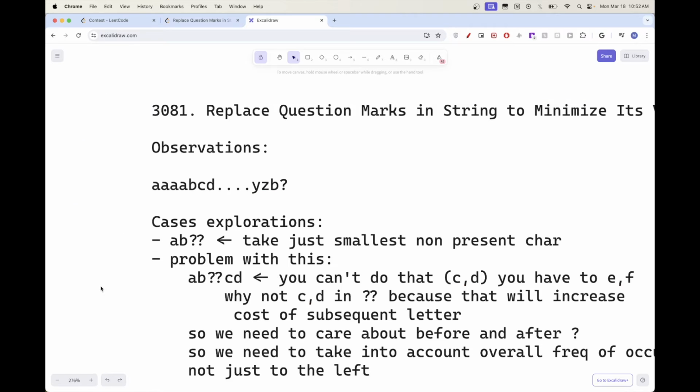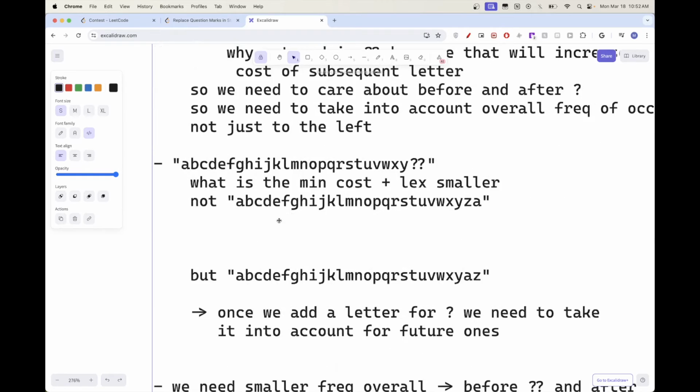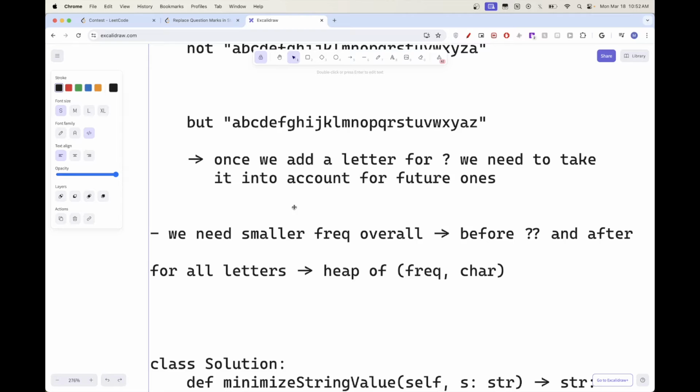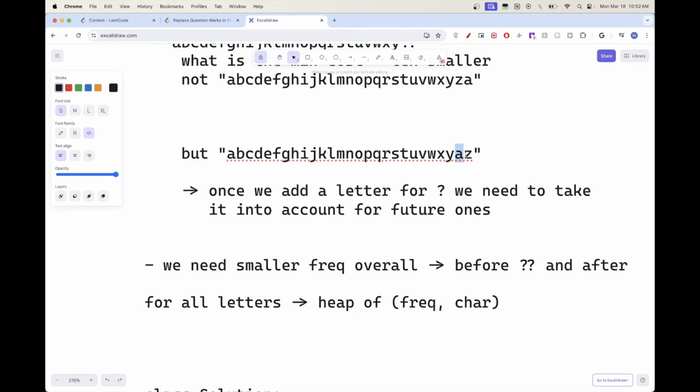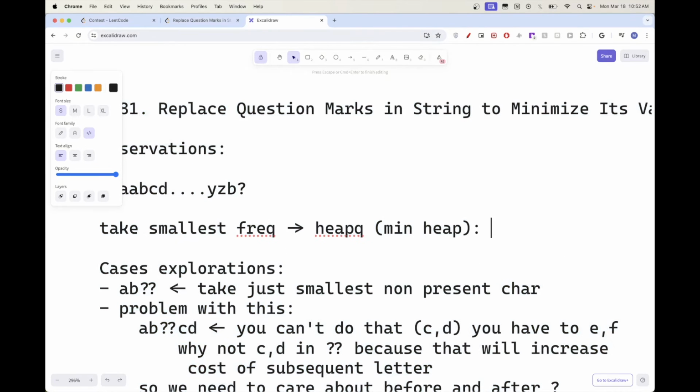So when we have something where we need to take the smallest frequency first, or the smallest value first, you should always think about using a heap queue, or basically a min heap, a priority queue. The other thing that we saw is important is that we need to also pick the smallest letter. So our min heap needs to have two things. It needs to have the frequency, and that's the highest priority because that determines the cost. But if the cost is the same, the tiebreaker needs to be the character itself.